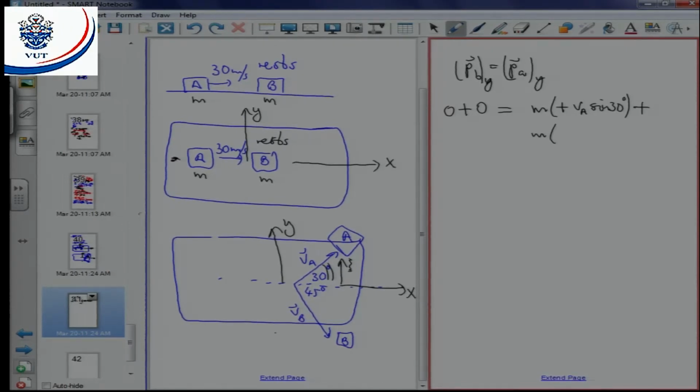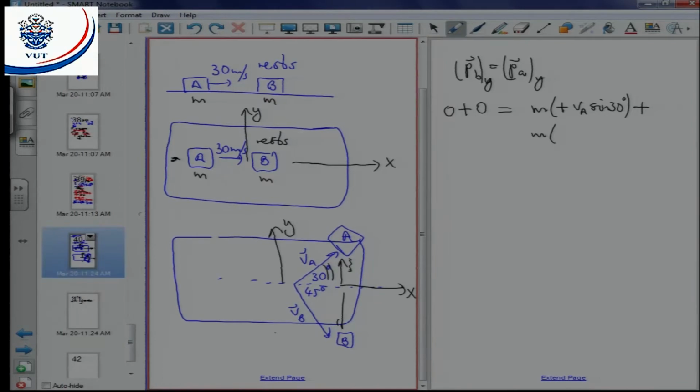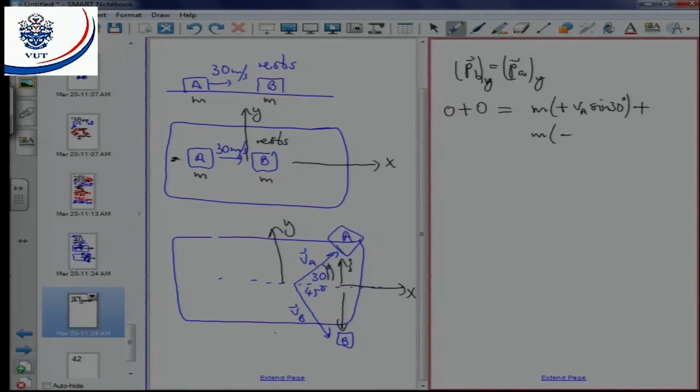The mass is also m, but now the other one is going down, which is negative. The magnitude is VB, so negative VB, and the angle is 45, so sine 45. Okay, so taking this to the other side, I learned that m VA sine 30 equals m VB sine 45. Okay, so that's one of the equations.